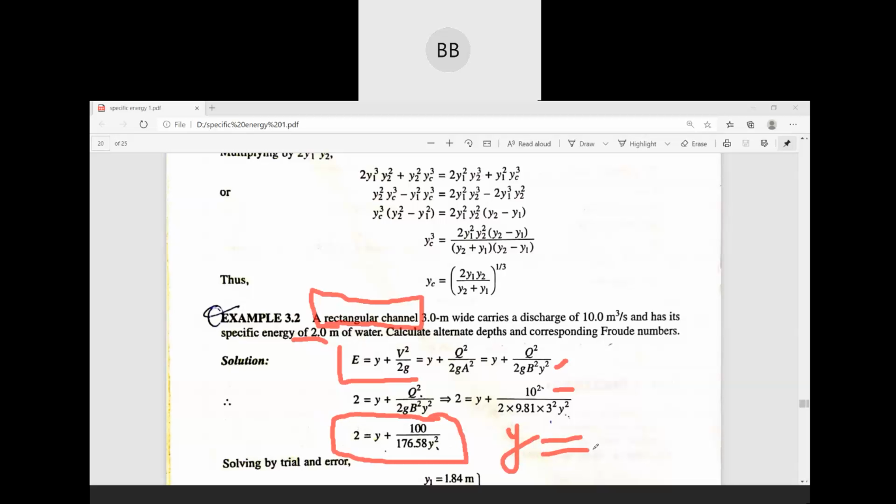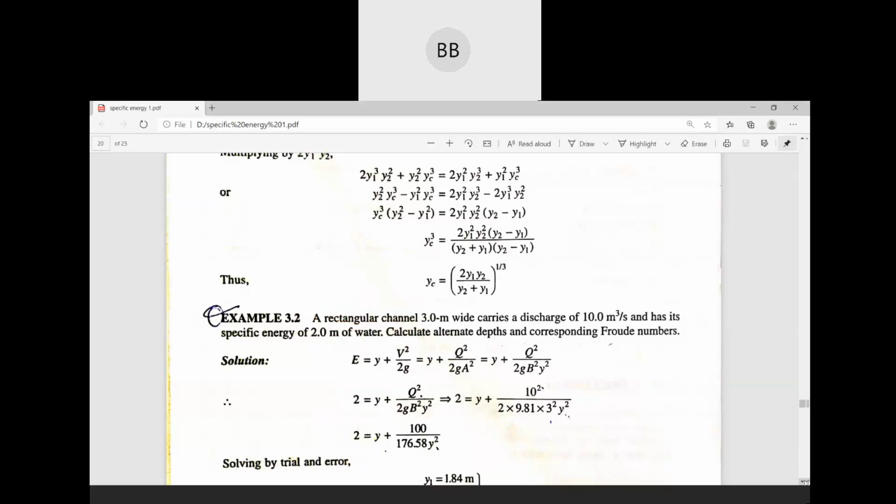Solve this using your calculator and find out the y value. You have one equation and only one unknown, so you can easily find it by solving this equation. You'll be getting one as 1.84 and another as 0.64. Kindly use your calculator and solve that equation and see whether you are getting the same values or not.